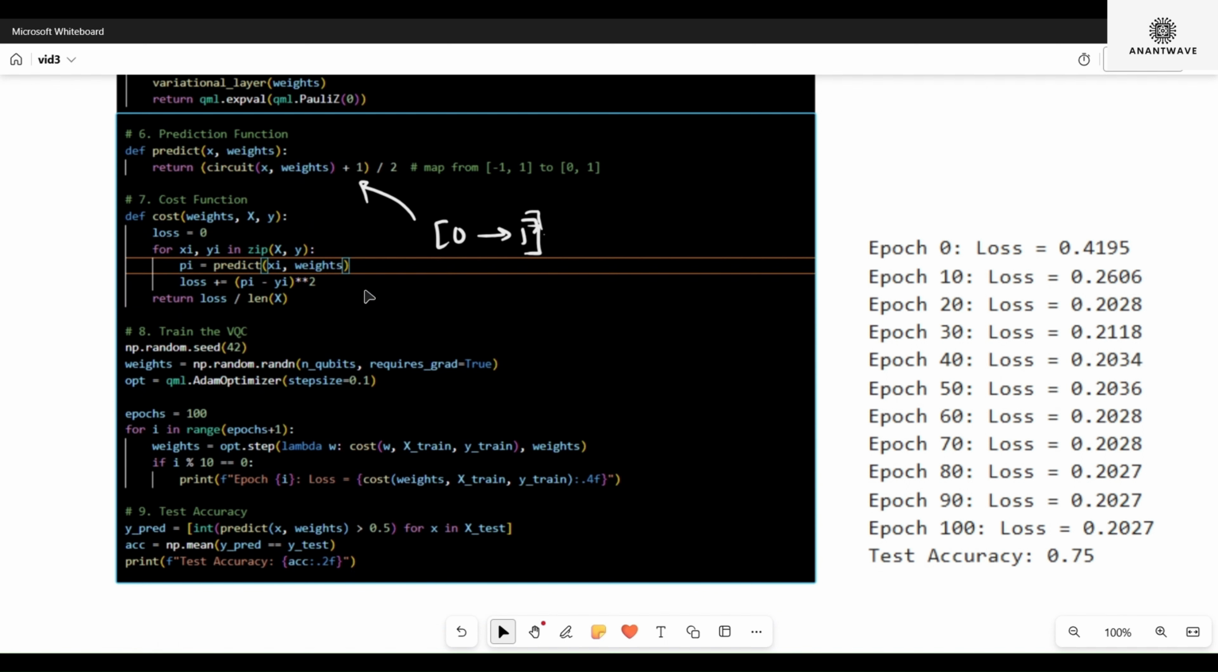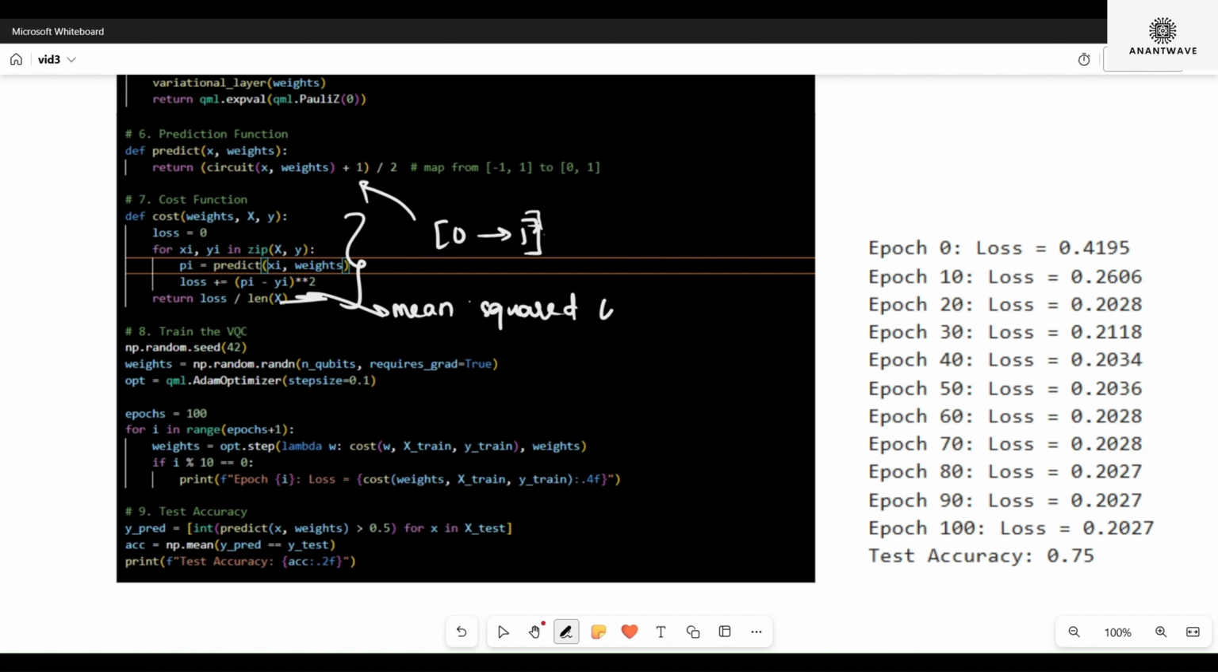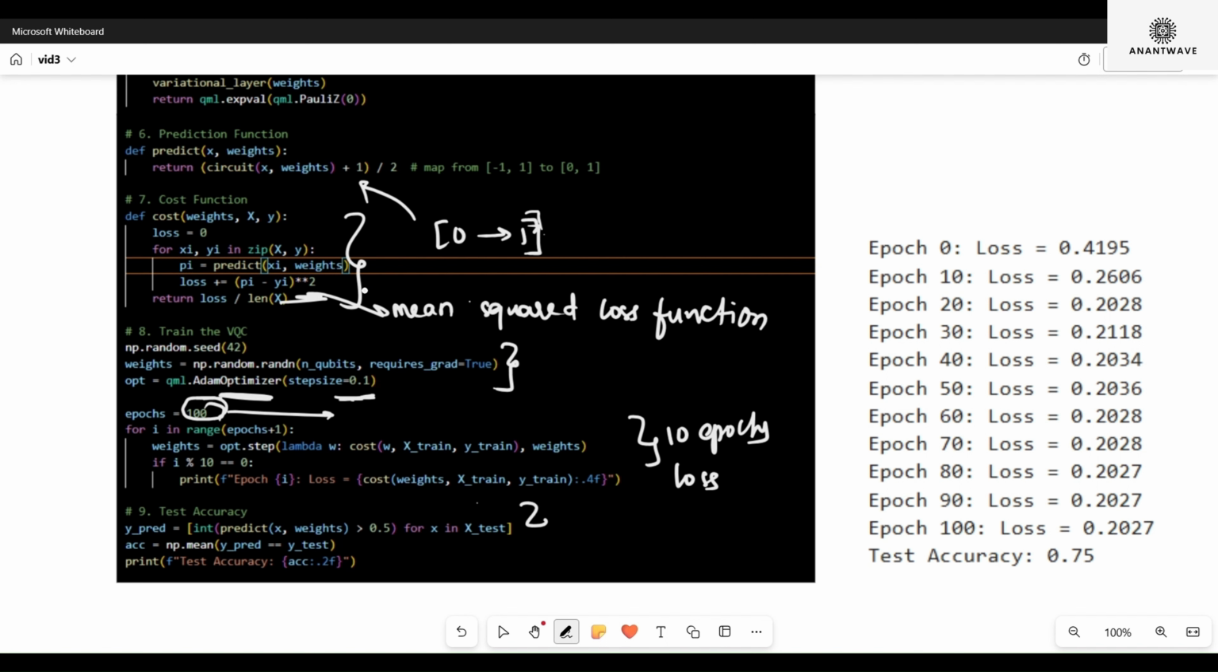And then in the cost function, I'm applying the mean squared error loss function. I'm optimizing the weights accordingly with the Adam optimizer with a step size of 0.1. I'm calculating the loss for 100 epochs, printing the loss at every 10 epochs, and then printing the accuracy at last.